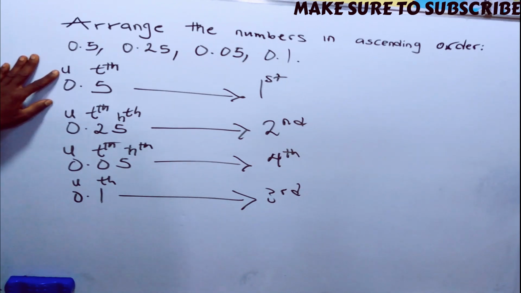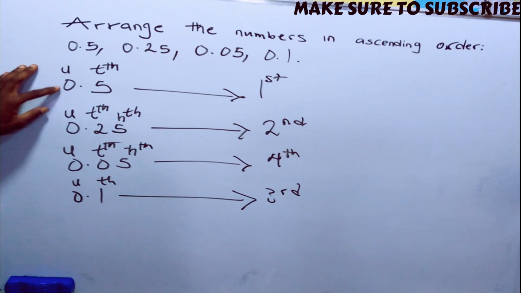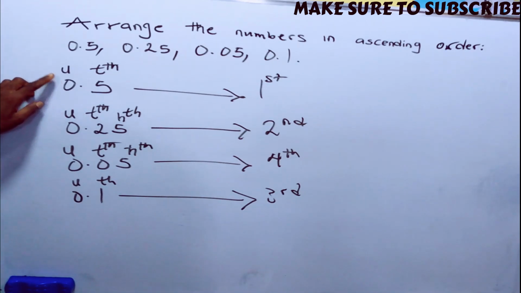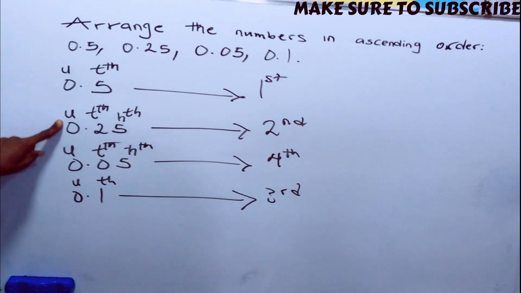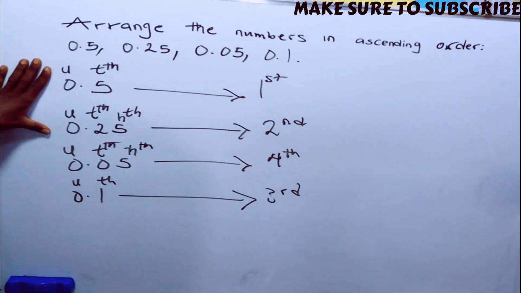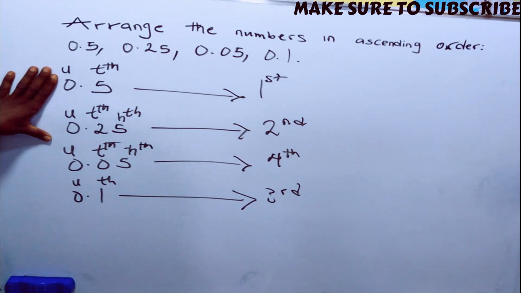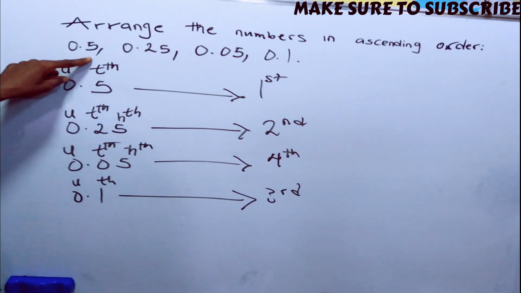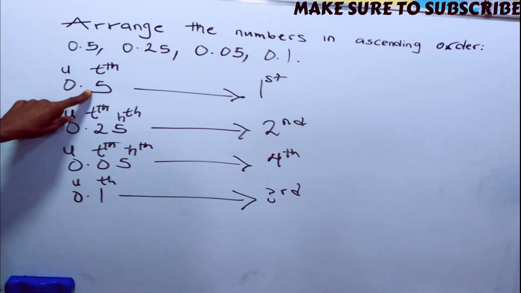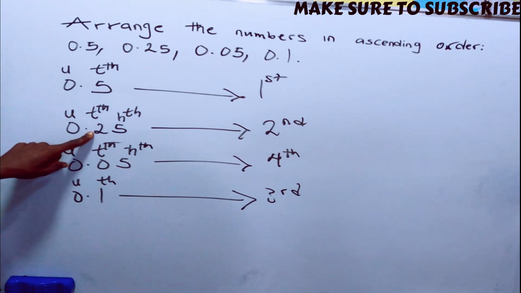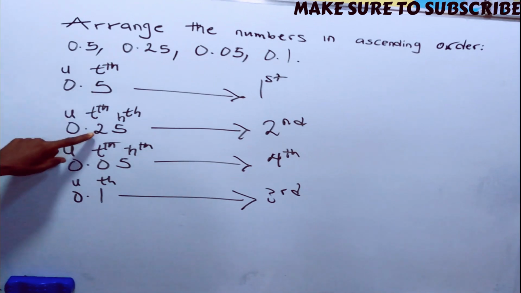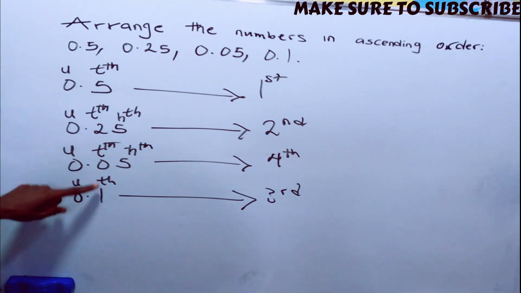However, the highest place value here is the unit, and for all of them the values for the unit are 0, 0, 0, 0, so that will not count. The unit will not count. So let's move to tenth, which is also greater than hundredth. Now, for our tenth, the first figure is 5, the second here is 2, the third is 0, and here is 1. Of course, 5 is greater than 2, is greater than 1, and is greater than 0.